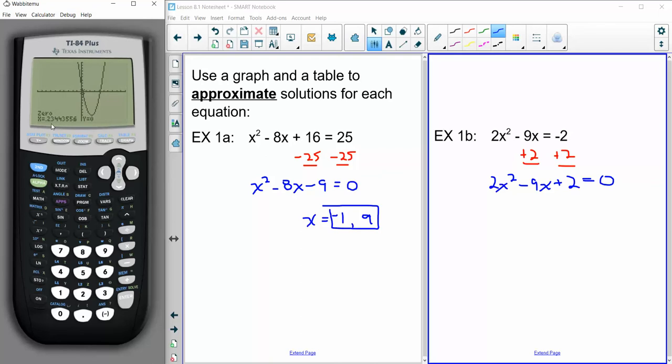Remember I said it's about 0.2? So here's what we're going to do. We're going to say x is about 0.23, or let's do it again. Second calc, option number 2 is the zeros. Left bound, I'm going to move close to the left of this intersection, hit enter right about there. And I'm going to go a little bit to the right of it, hit enter again, hit enter a third time, and it says 4.27.